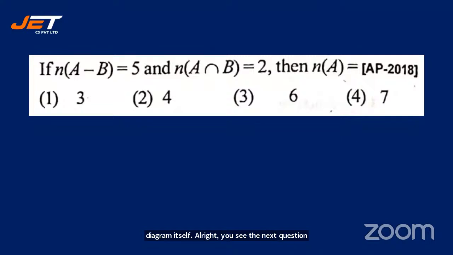If n of A minus B is 5 and n of A intersection B is 2, then n of A is dash. So we know the formula. N of A is equal to n of A minus B plus n of A intersection B. Isn't it? Using that formula, you can solve it. Fine, students. Quickly use the formula and solve it and then give me the right answer.